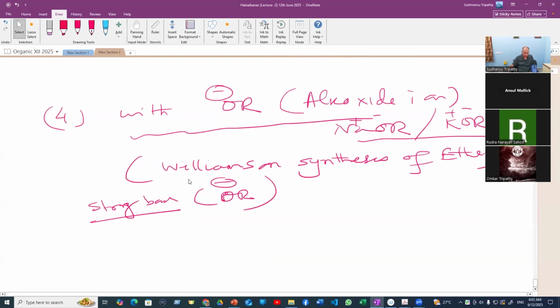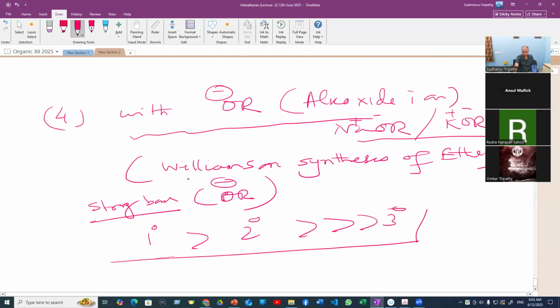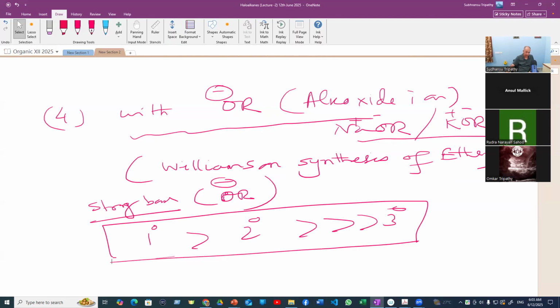So once it is strong base, the reactivity order is 1 degree greater than 2 degree, and 3 degree is very, very poor. It will not give you the substitution product. So the mechanism will be driven by SN2 in one-step process, attacking from the rear side.